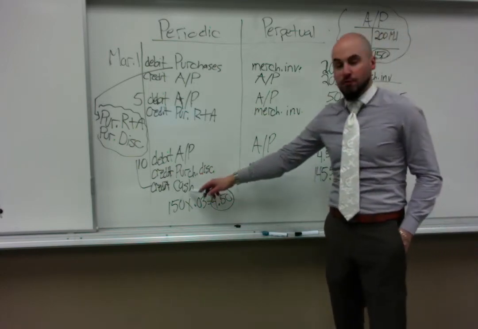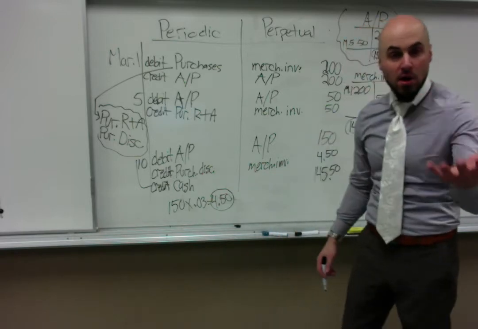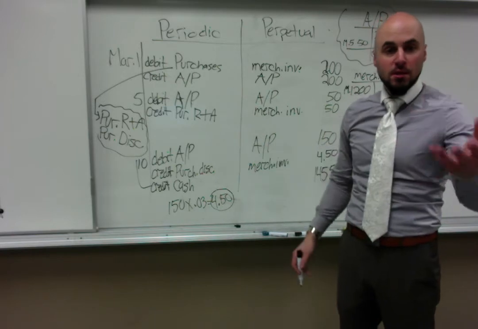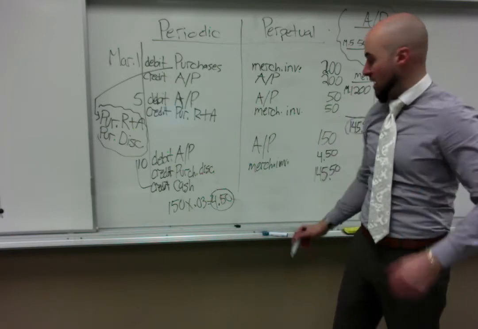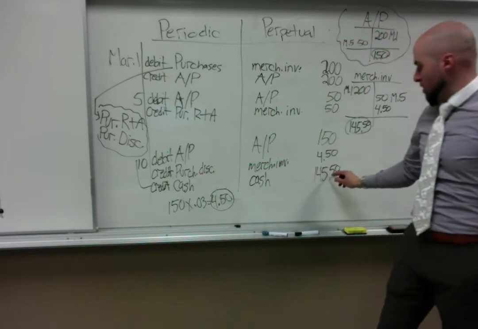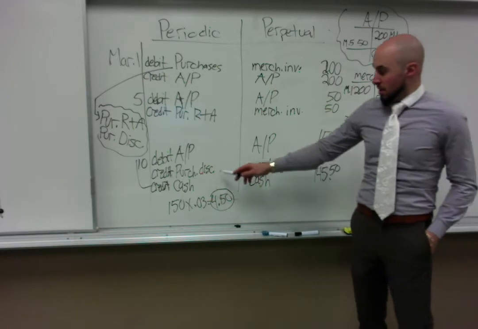And then, of course, the final credit will be the same as in the periodic system because we're paying it off. You're paying off something. It doesn't matter which system it's in. It means you're using cash. So cash will be credited for that $145.50 to balance the equation.